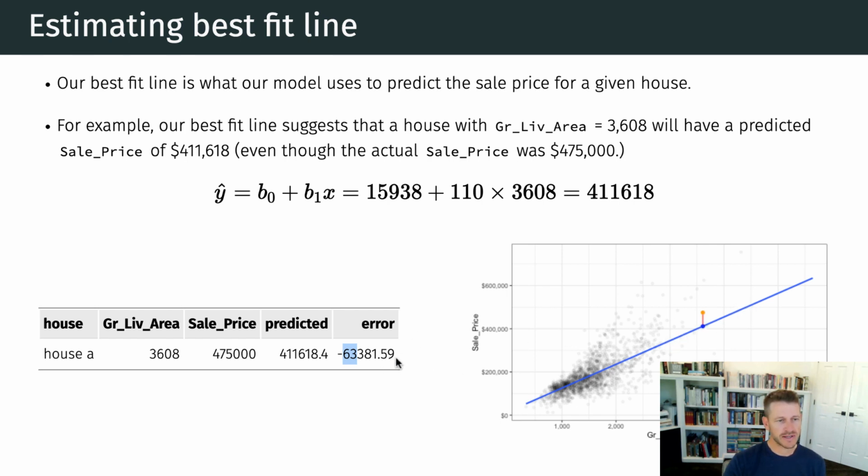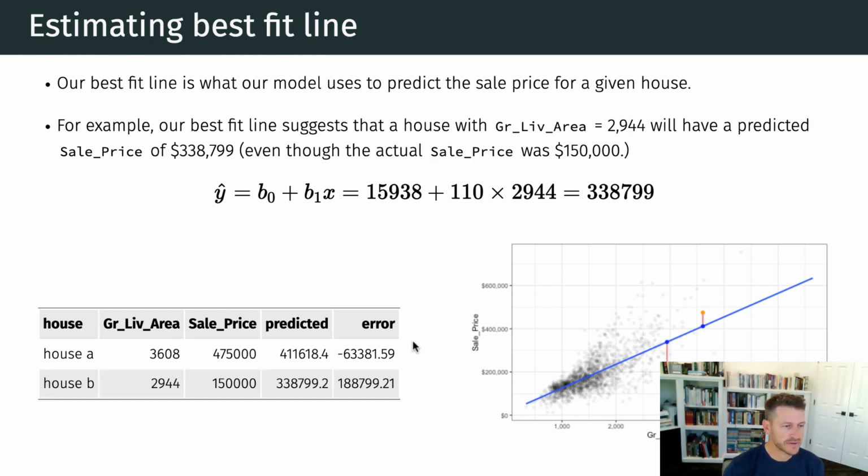And so we can see we are a little bit over $63,000 off. We also call this our residual. If we look at another house, right? So this home has 2,944 square feet. Our predicted value is 338,000, but the actual sale price is 150,000.